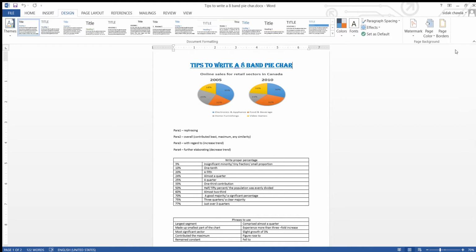So the next is slight growth of 3%. You can make a line like, the clothes section witnessed a slight growth of only 2% from 2005 to 2010. The other phrases are the figure rose to or fell to.